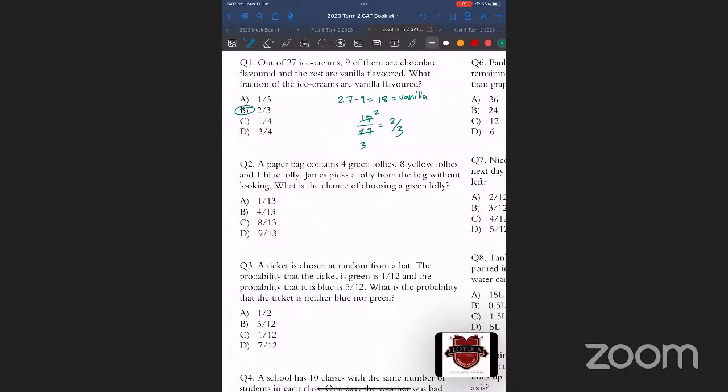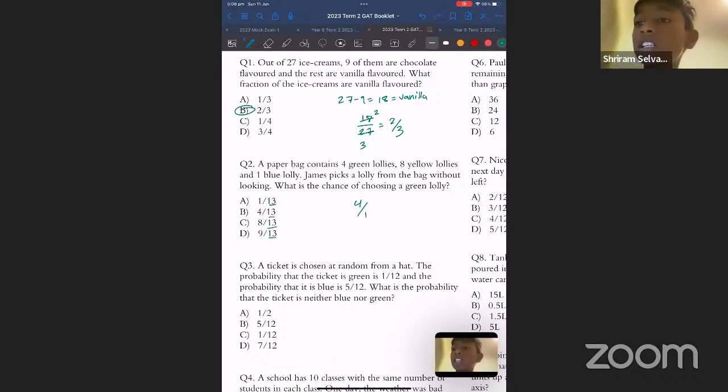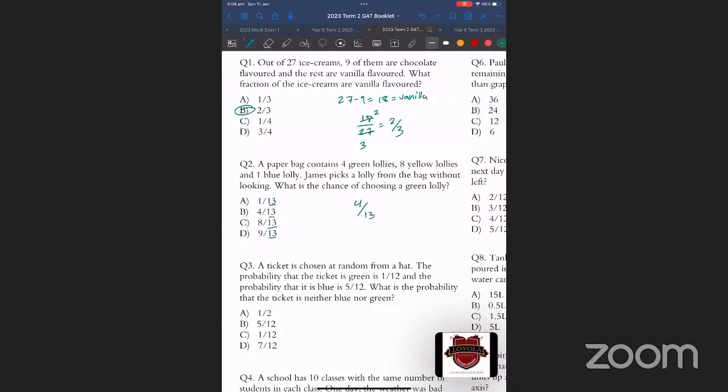All right, next question. A paper bag contains 4 green lollies, 8 yellow lollies, and 1 blue lolly. James picks a lolly from the bag without looking. What is the chance of picking a green lolly? So how many lollies are there in total? 13. There are 4 green lollies, so it's just 4 out of 13.